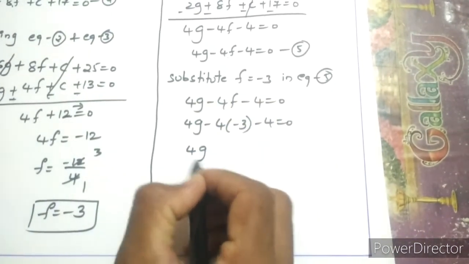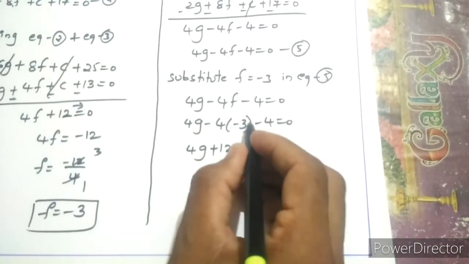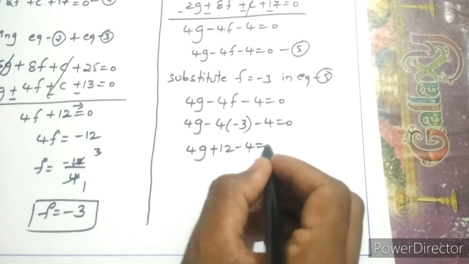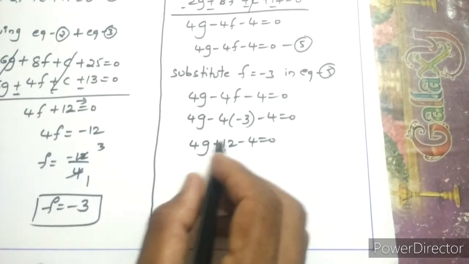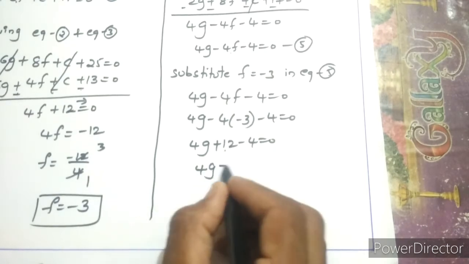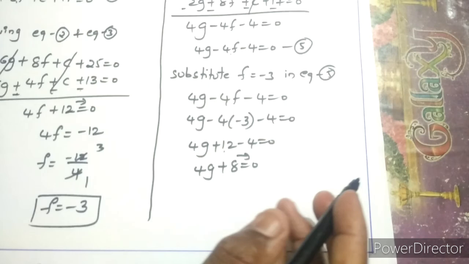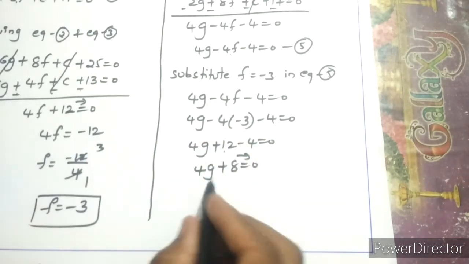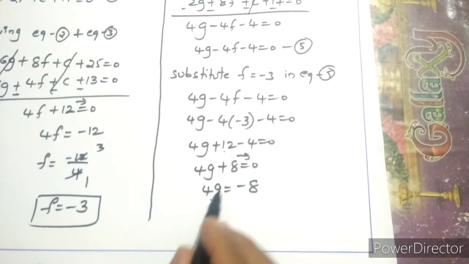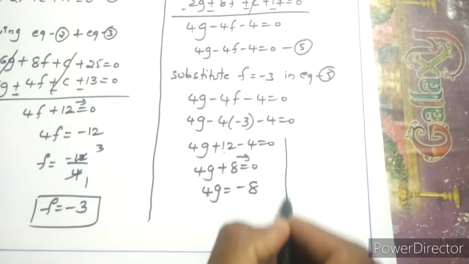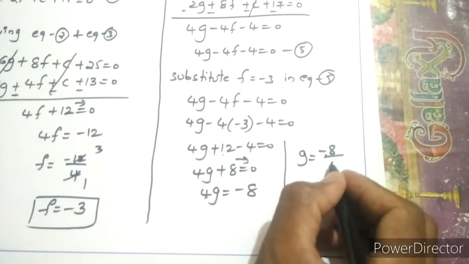So write down 4g as it is. Minus into minus will become plus. 4 threes are 12. So minus 4 is equal to 0. So plus 12 minus 4 becomes plus 8. So 4g plus 8 is equal to 0. Taking plus 8 to the right hand side becomes minus 8. So 4g is equal to minus 8. So take 4 to the denominator of the right hand side. So g value becomes minus 8 by 4.